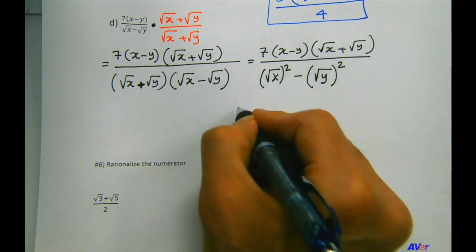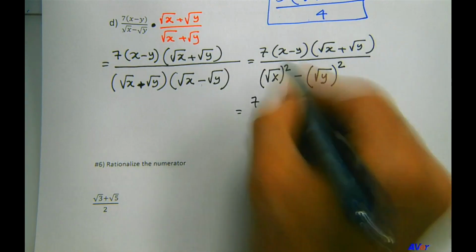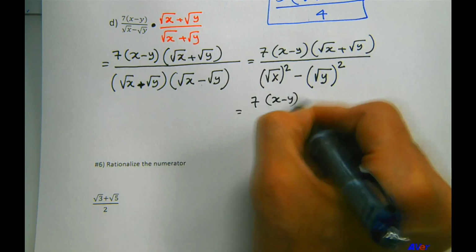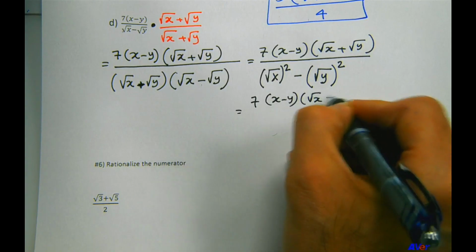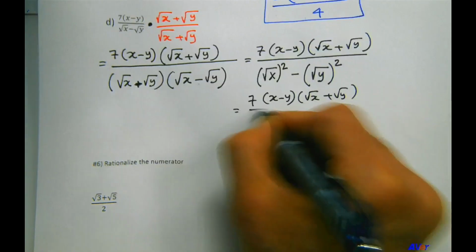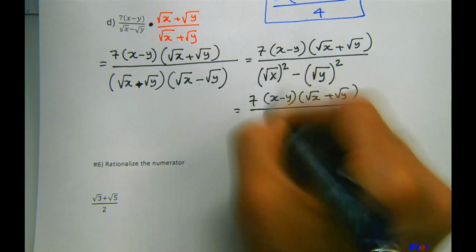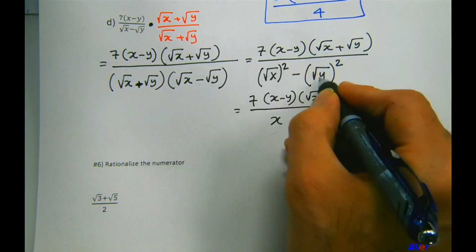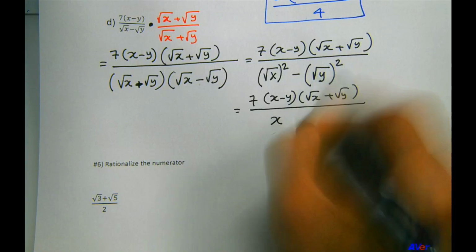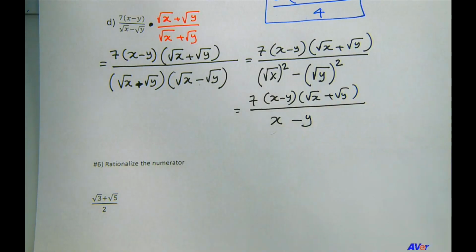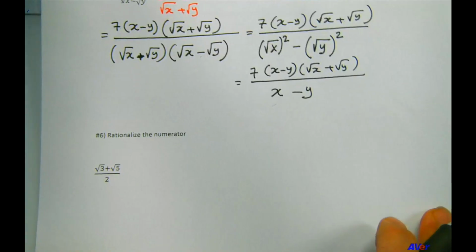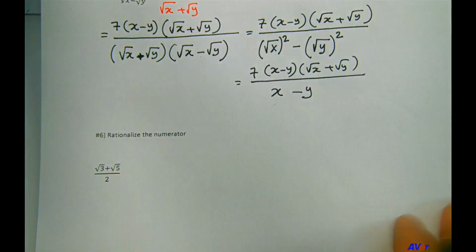Okay, now let's simplify. We have 7 times (x minus y) times (square root of x plus square root of y), divided by square root of x squared is x, square root of y squared is minus y. Can we simplify something here? Take a careful look. Is there anything we can do to simplify?